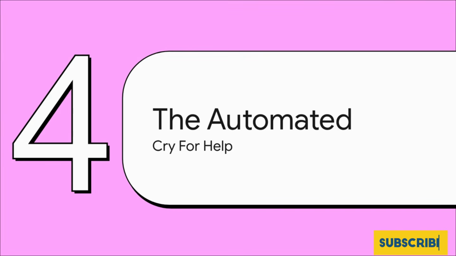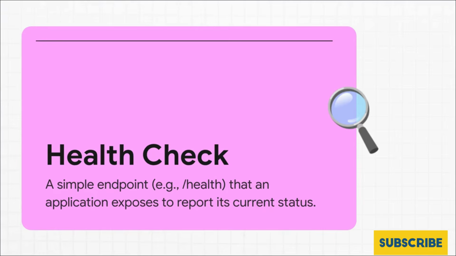Logs and metrics are fantastic for investigating, for sure, but we don't want to wait for an engineer to just happen to notice a problem on a dashboard. We need an automated way for the system to basically cry for help the second it's in trouble. And that brings us to our third and final pillar. This whole thing starts with something called a health check. It is so simple, but so powerful.